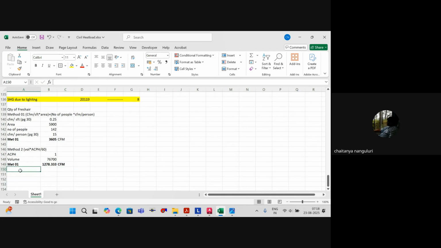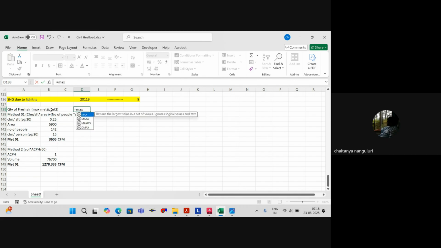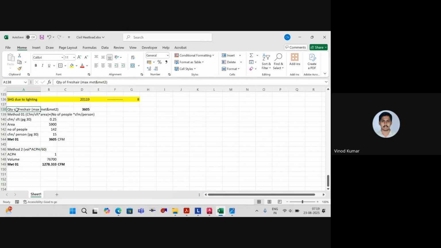Then coming to final quantity of fresh air is max of both the elements. Understood? Max of method 1 and method 2. So this value is equal to max of method 1 comma method 2. So automatically this value is our CFM in this entire project from now on. Understood or not?